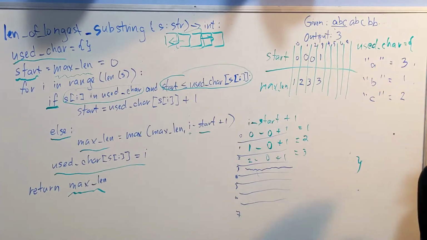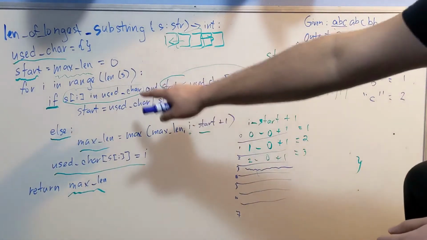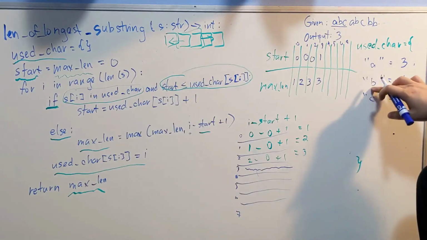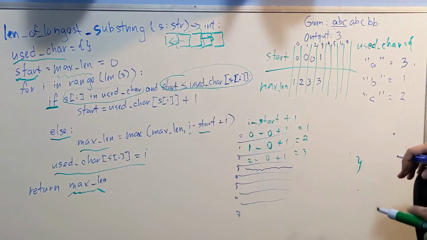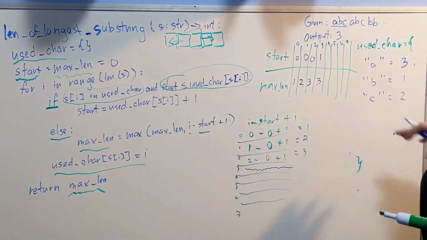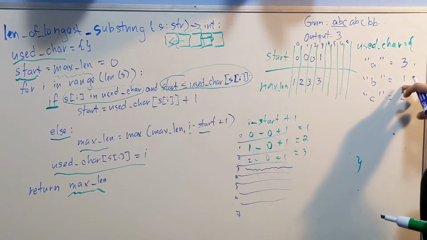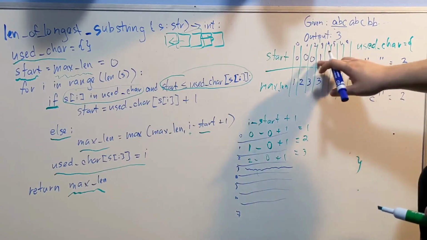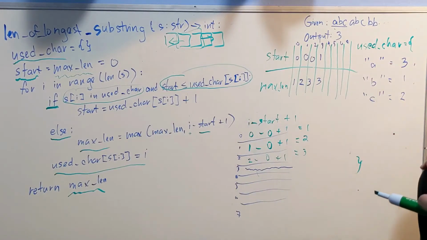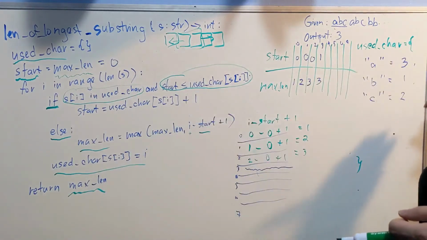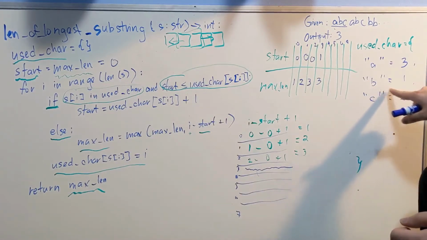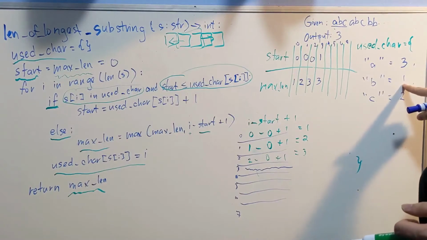Let's go to b. When we see b, is b in the dictionary? Yes, it's here. And is start less than or equal to the value of the key? Start is now 1. Is 1 less than or equal to 1? Yes. Now we're going to update this one again. Access that key's value, the position, 1, and then plus 1.